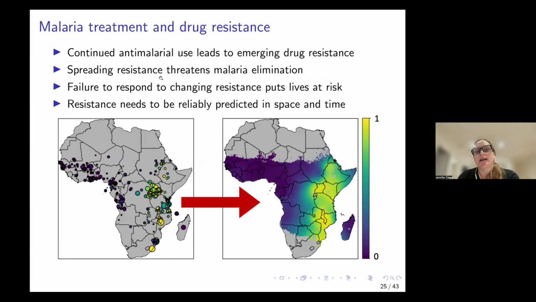And if we don't isolate increasing drug resistance when we can, it actually puts people's lives at risk if we're using a drug which has already started to fail. So we need to be able to predict drug resistance reliably in space and time. With colleagues, I've been working on taking the data that's on the left here and trying to make a model like that's on the right. So you're taking discrete space-time data on the left and trying to make continuous predictions on the right-hand side.